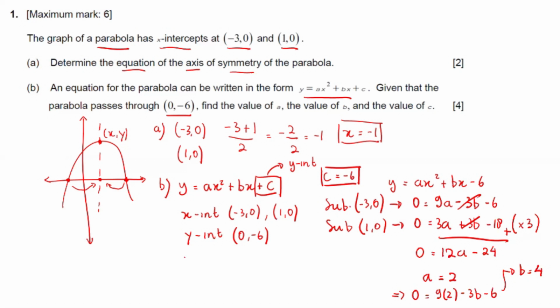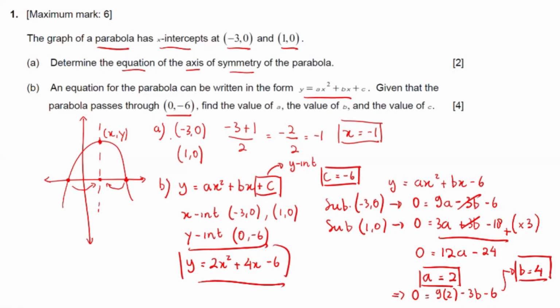So finally, our answer is going to be y equals, what is the a again? Oh, I missed the a. a equals 2 and then b equals 4. So y equals 2x squared plus 4x minus 6. This is our equation of y. And that's question number 1.